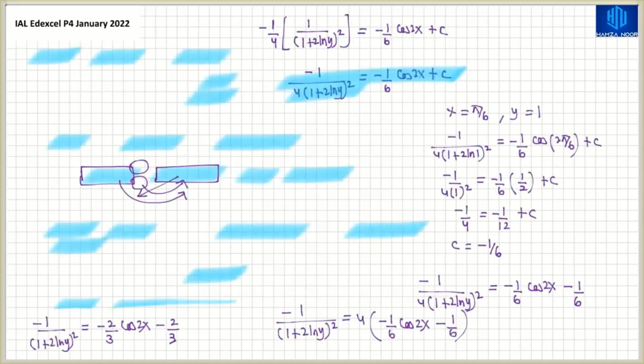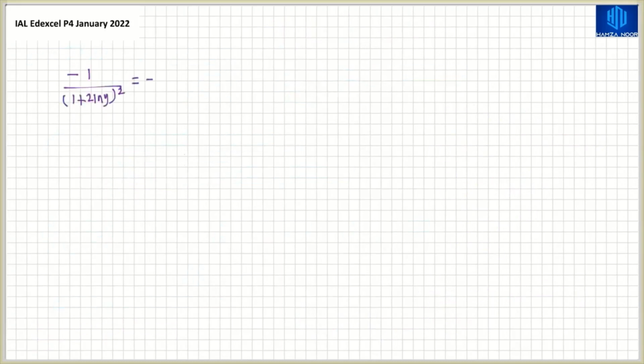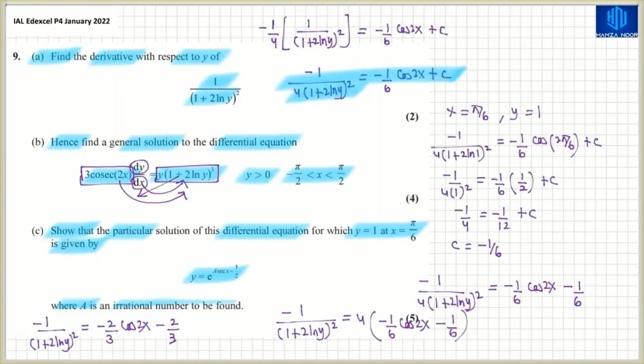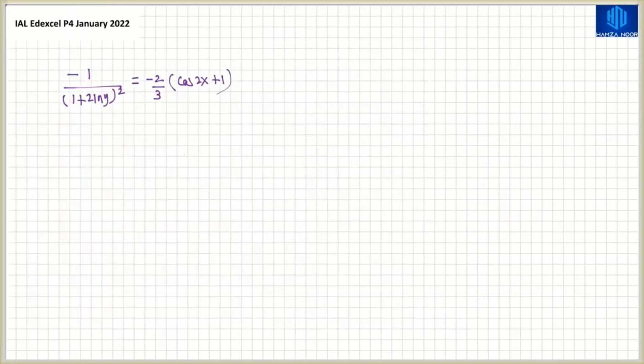So what we know so far is that -1 upon (1 plus 2 ln y) whole squared is equals to, if you take -2 over 3 as a common term on the right hand side, multiplied by cos 2x plus 1. Okay, and so far what we know is that the form which is required is having the angle x, not 2x. So for that purpose, we need to use the identity of cos 2x.